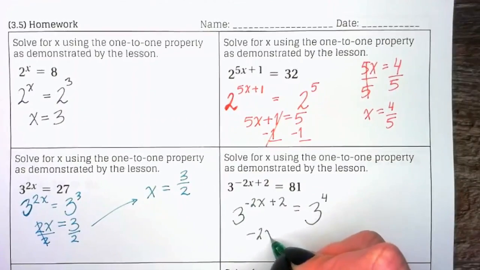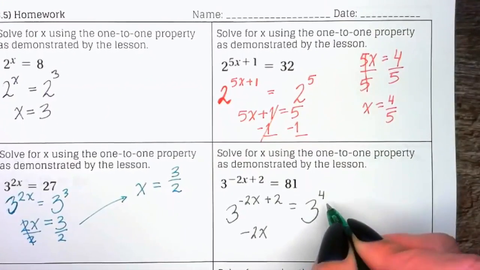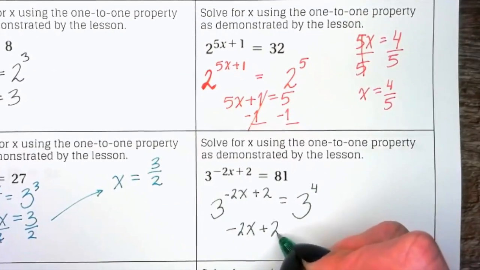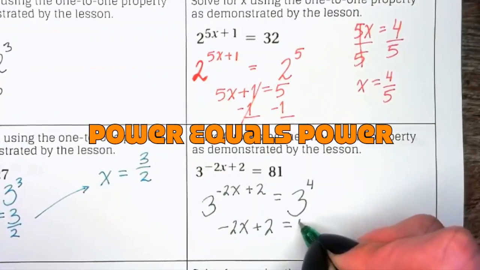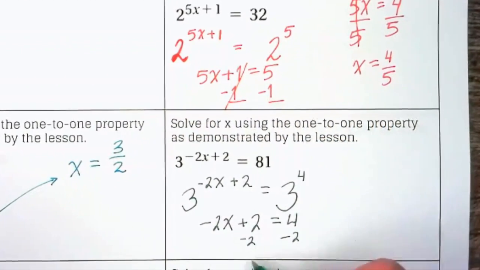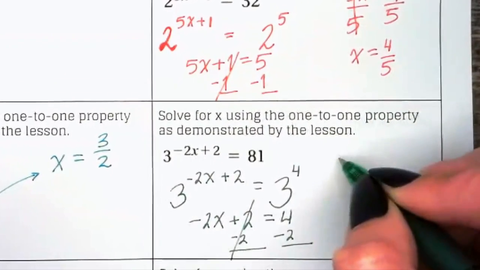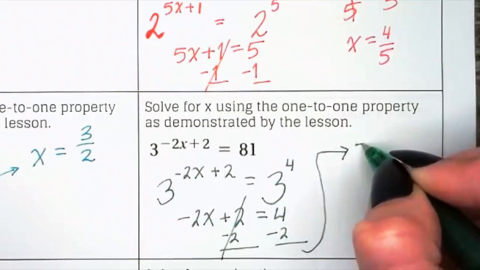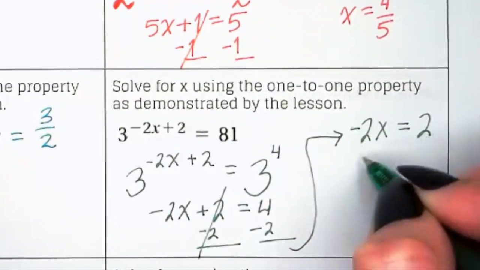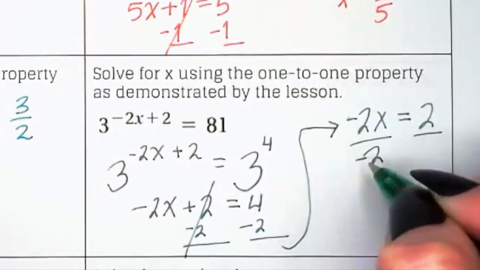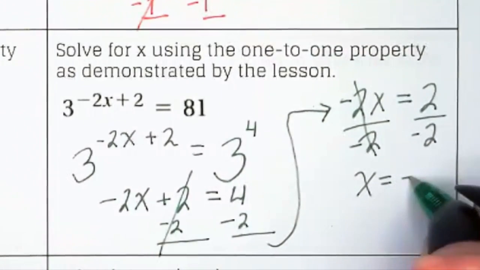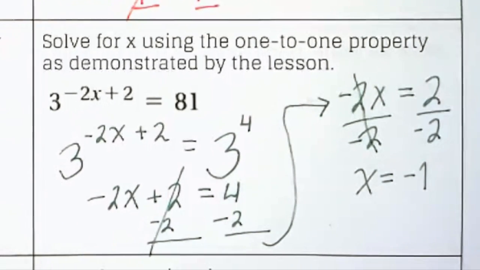Now we have one common base raised to a power on each side. The 3's match up, so the exponents must match up. Negative 2x plus 2 is equal to 4. Subtract 2 from each side. Negative 2x equals 2. Divide each side by negative 2. X is negative 1.